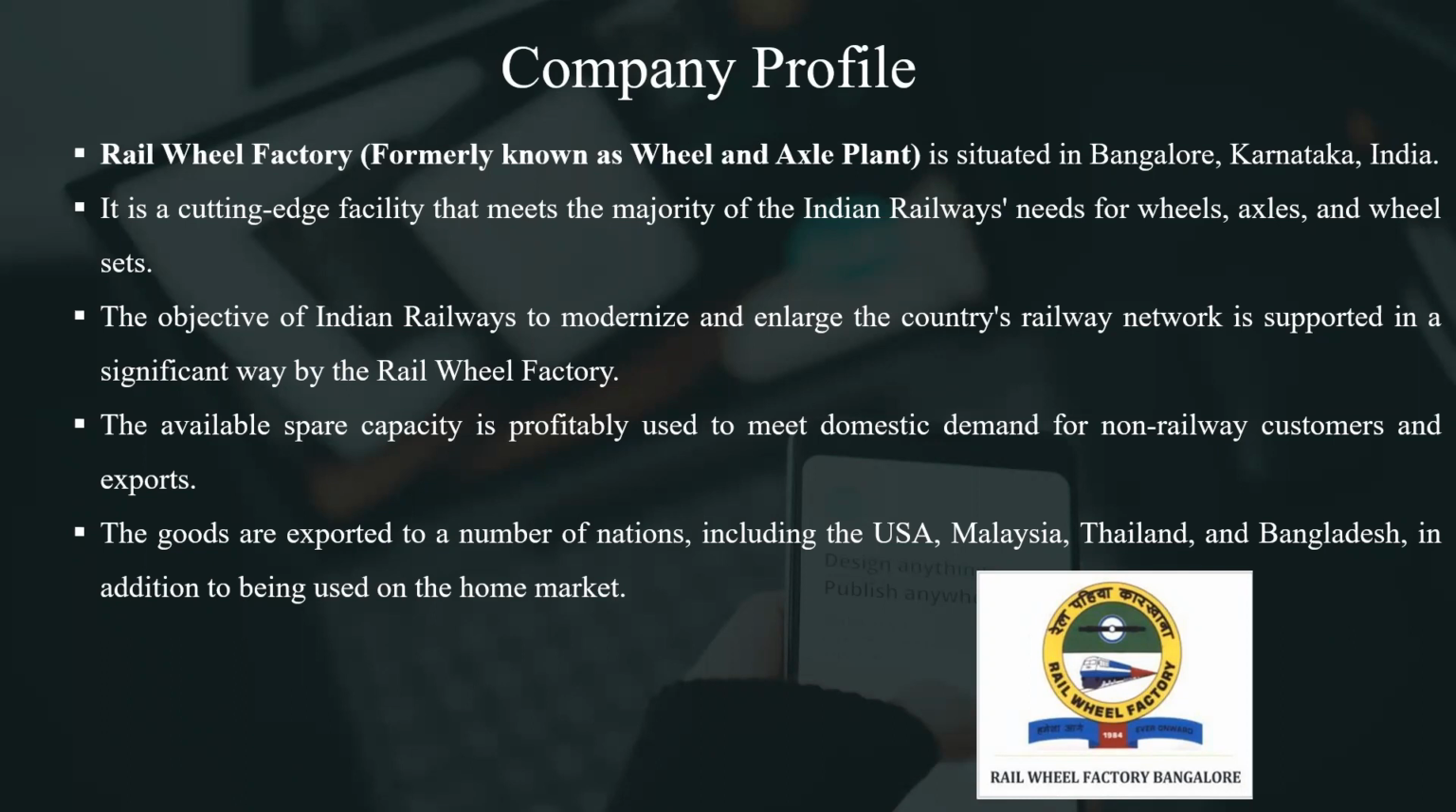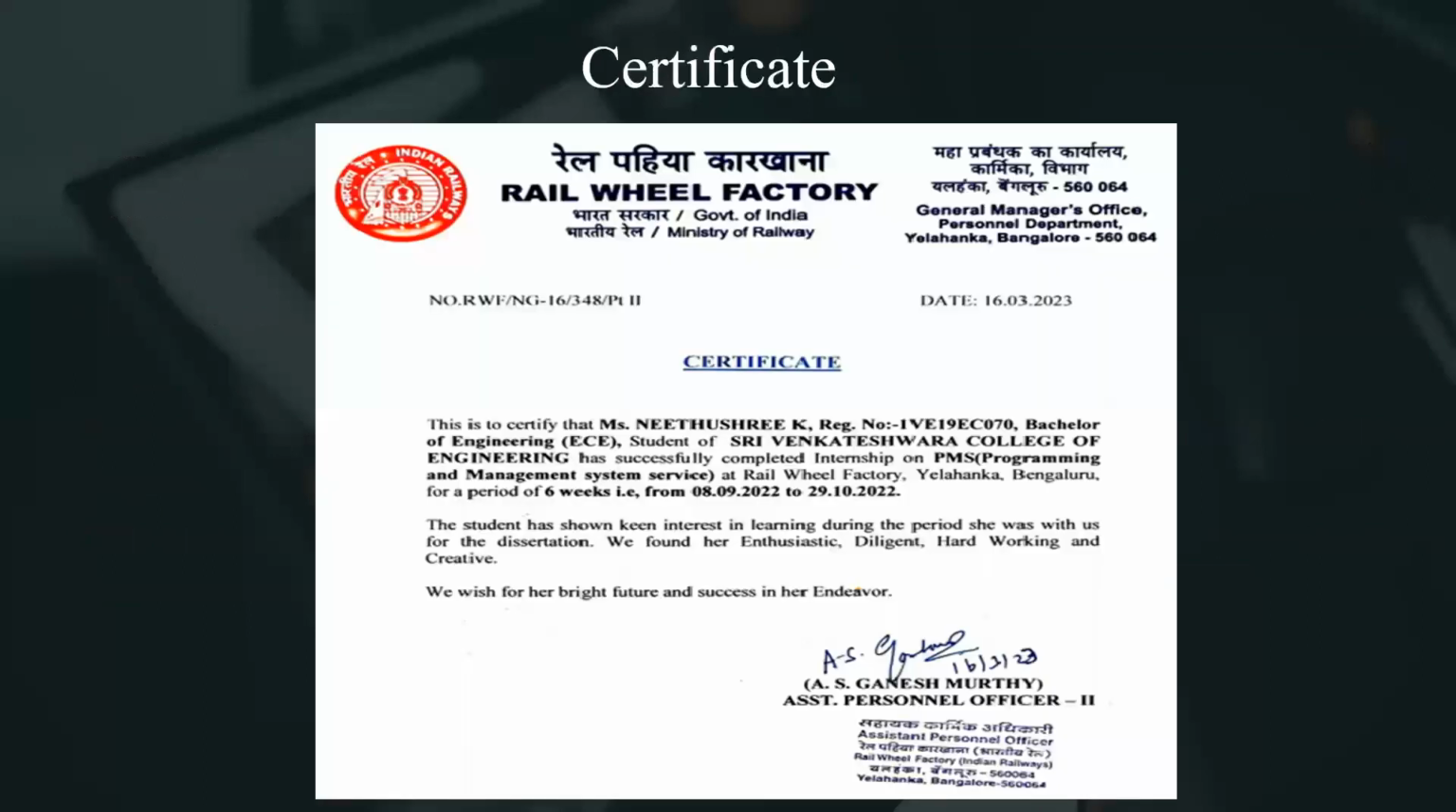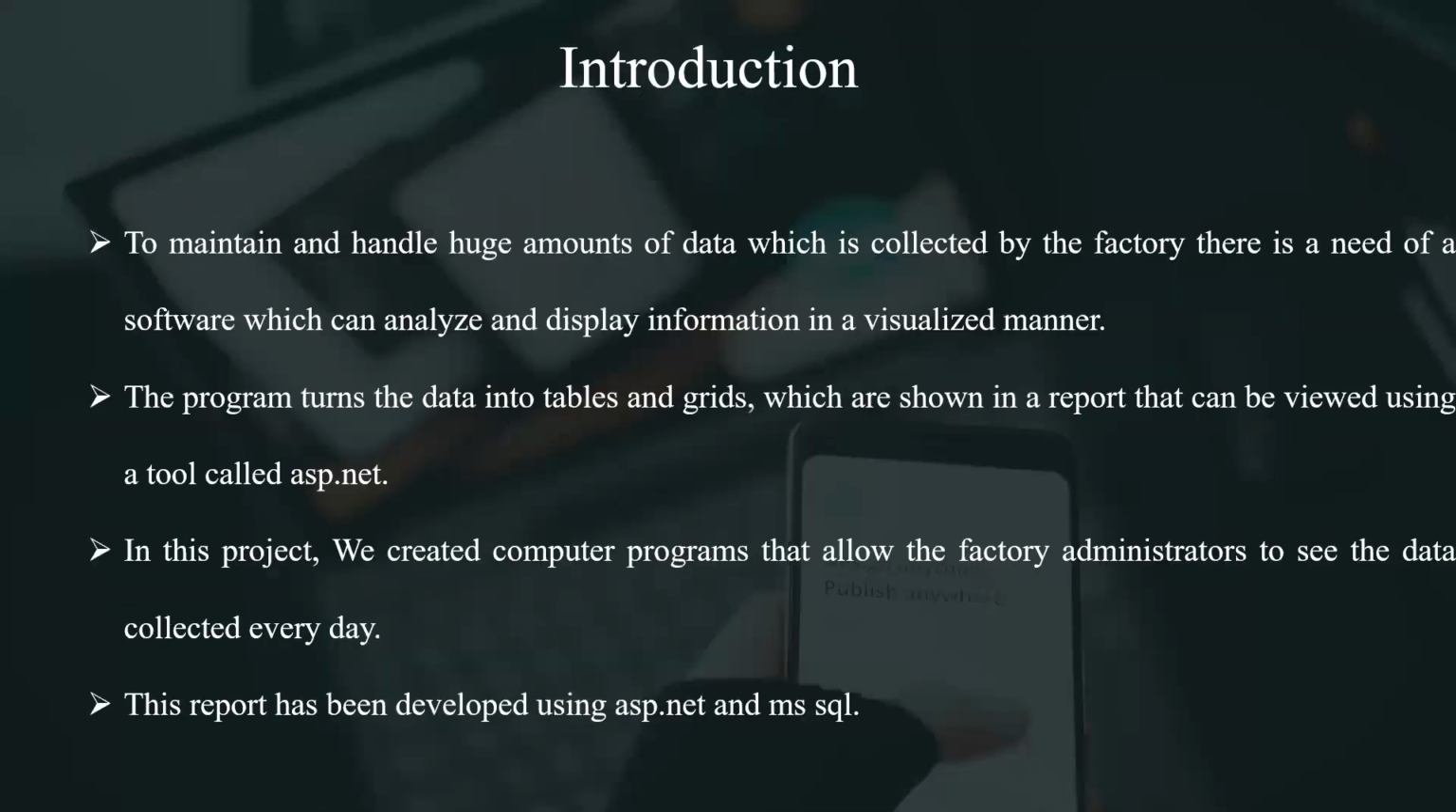It is a state of the art plant meeting the bulk of the requirement of wheels, axles, and wheel sets for the Indian Railway. The spare capacity available is profitably utilized to meet the domestic demands for non-railway customers and exports. The goods are exported to a number of nations, including USA, Malaysia, Thailand, and Bangladesh, in addition to being used on the home market. This is a certificate that I received from Railway Factory for the internship.